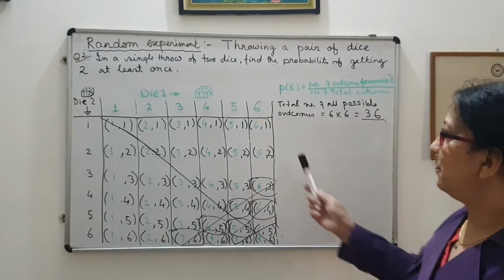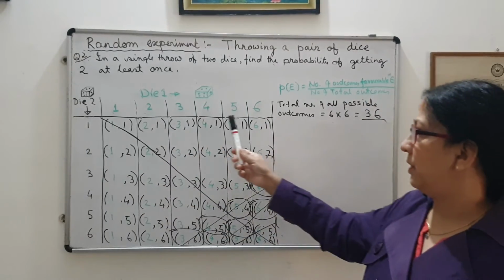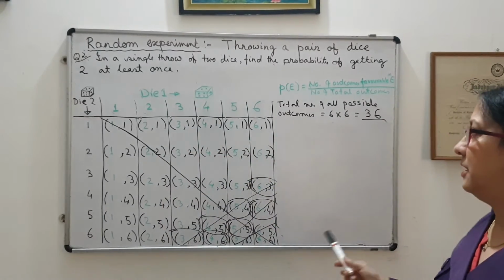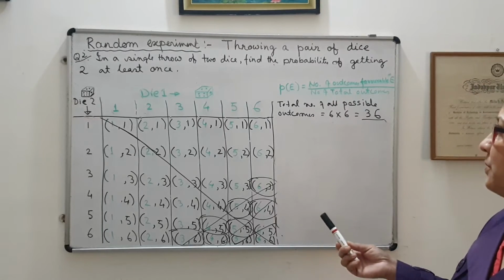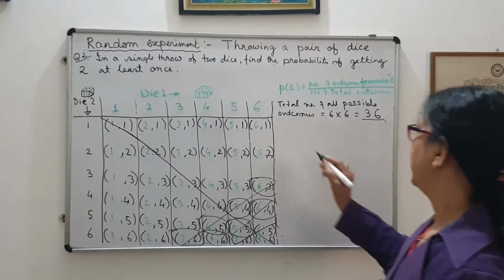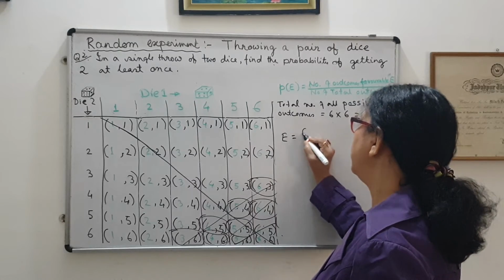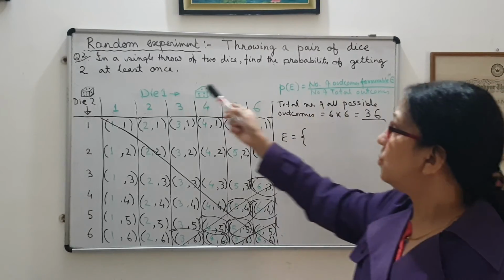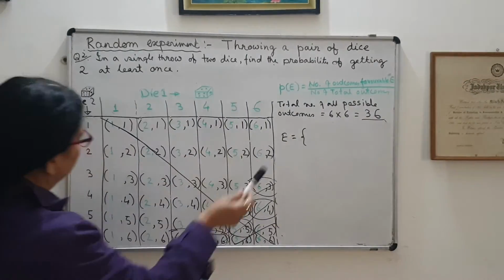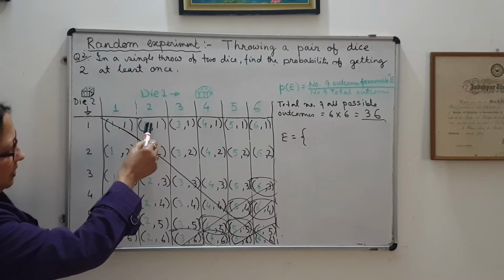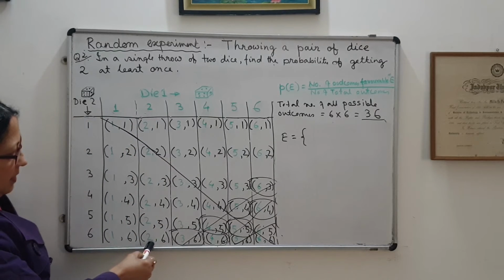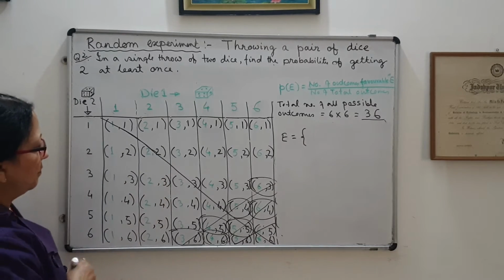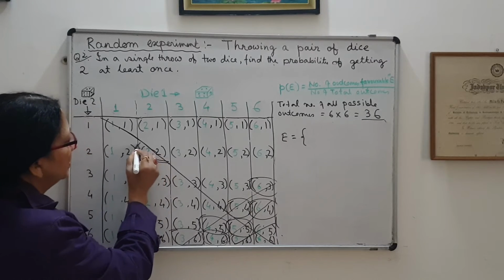So the same sample space, all possible cases in the table that we explained in the last question. Now the main thing is to find the event, the number of favorable outcomes to this event. So, getting 2 at least once. Look at this table. In the column of 2, all these outcomes have 2. Here in this case 2 is coming on both dice. In this, 2 is coming on both dice.